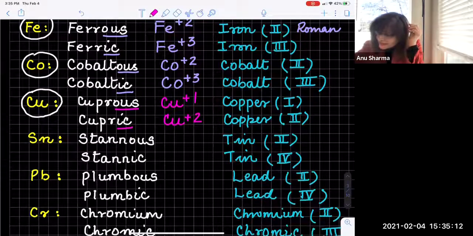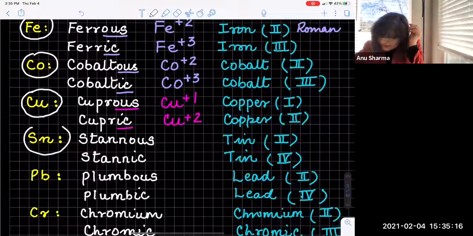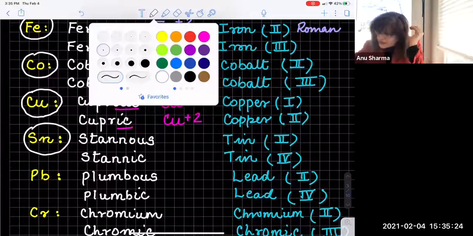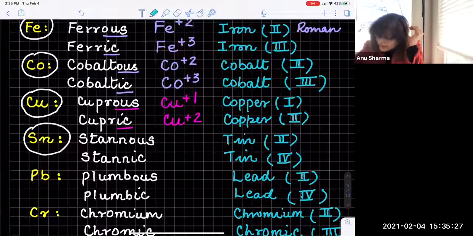Then comes the stannous, and if you look at stannous, this is tin. Commonly it is known as tin, but the Latin name is stannum. Now here it's different. Look at this: stannous and stannic. The lower oxidation state is +2, the higher oxidation state is +4. So Sn +2 and Sn +4.